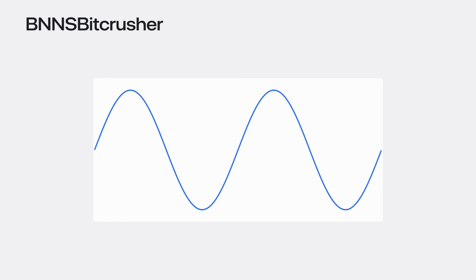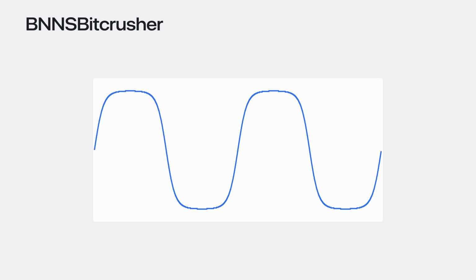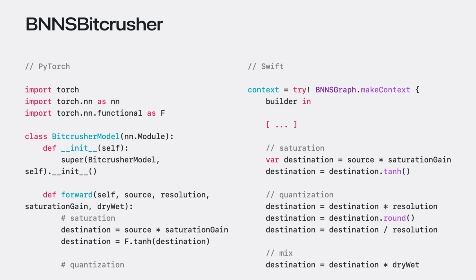For example, given this sine wave, the graph is able to reduce the resolution to add distortion to the sound, and the visual representation shows the sine wave as a discrete series of steps rather than a continuous wave. We also included saturation gain to add a richness to the sound. Last year's demonstration used a Core ML package that was based on PyTorch code. So, let's take last year's code and compare it against the same functionality written in Swift using the new Graph Builder API. Here's the PyTorch on the left and the new Swift code on the right.